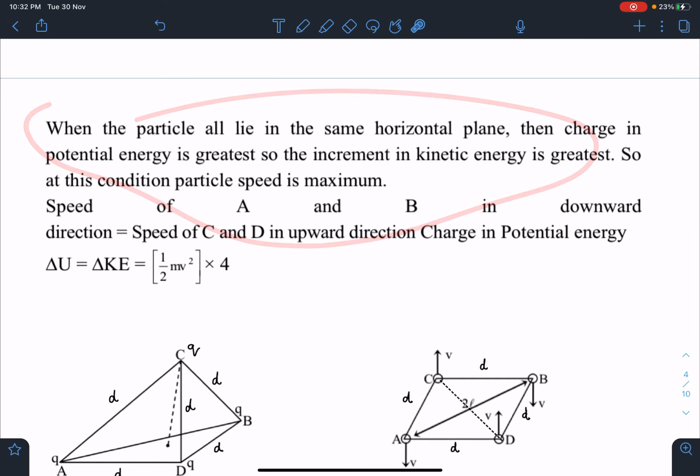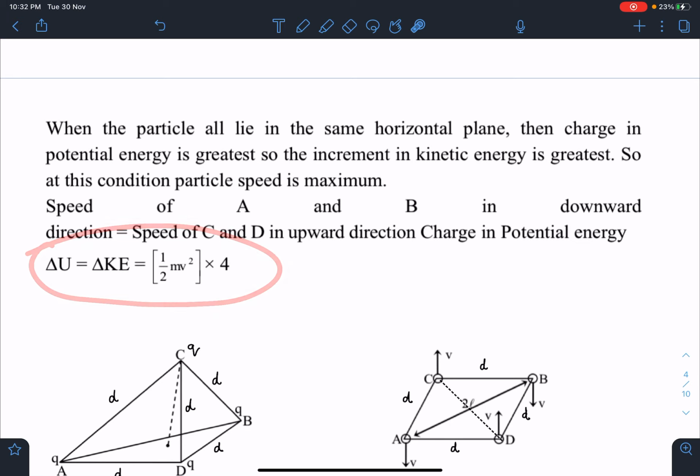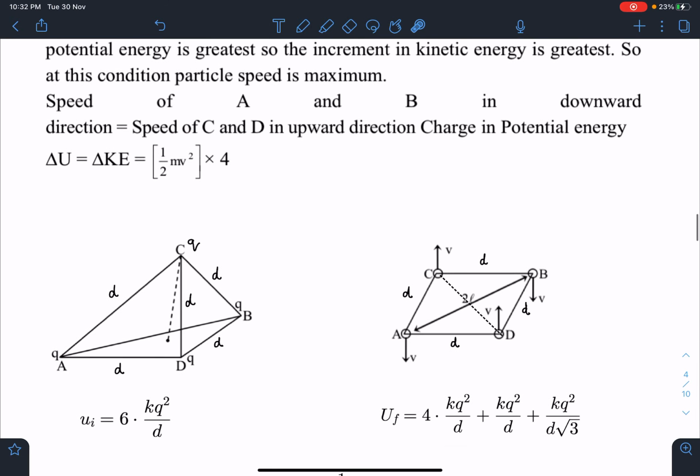The maximum kinetic energy of the system will be when the entire system will be in one plane. So we can directly say that change in potential energy will be equal to change in kinetic energy, which is nothing but 4 times half mv square. So in these two arrangements, somehow we have to find out the change in potential energy.